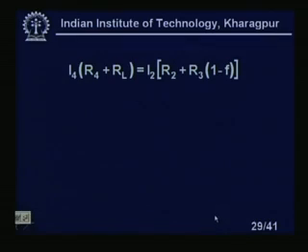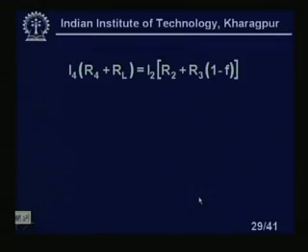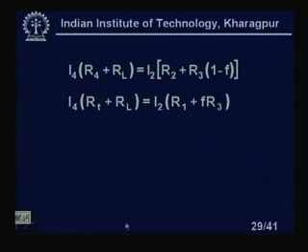Now, we rewrite the bridge balance equations for the three-wire method, taking the resistance of the lead wires into account. Previously we had not considered the resistance of the lead wires; now we assume that each lead wire has a resistance of RL. So, it will be I4 (R4 plus RL) equal to I2 (R2 plus R3 (1 minus F)). And I4 (RT plus RL) equal to I2 (R1 plus F R3).